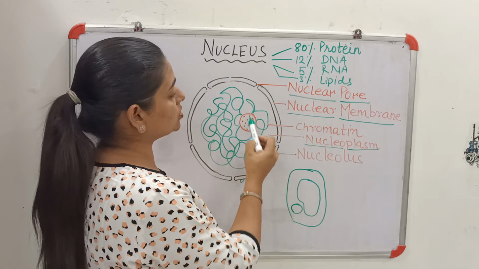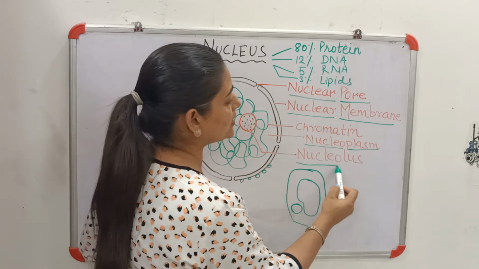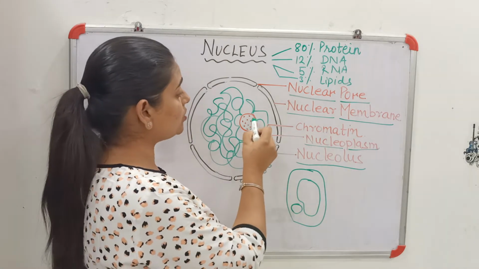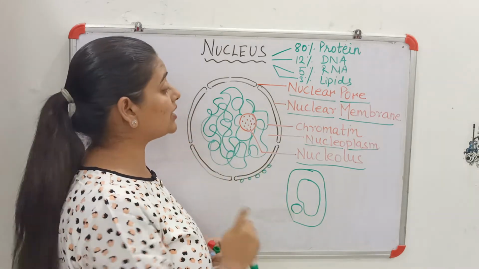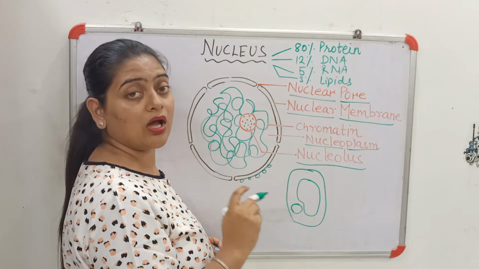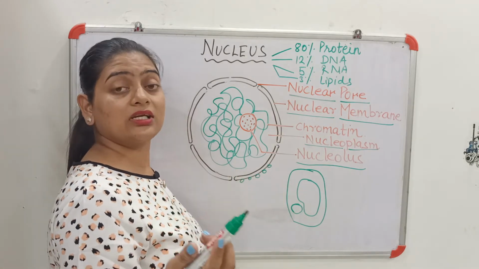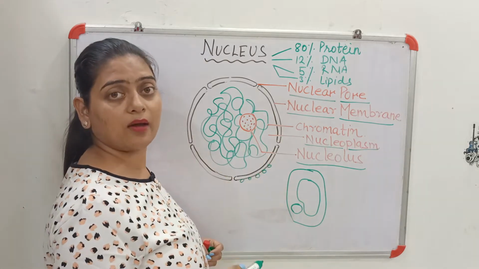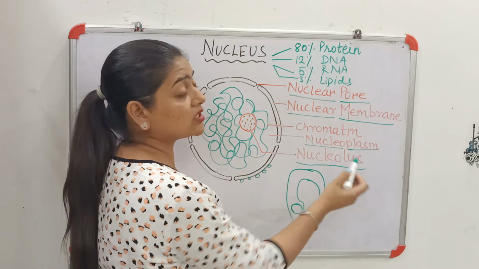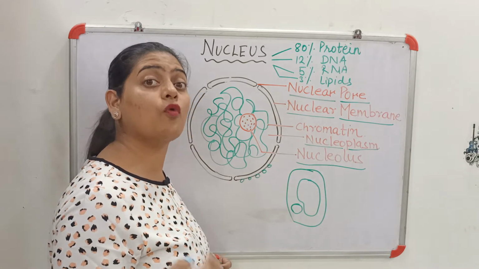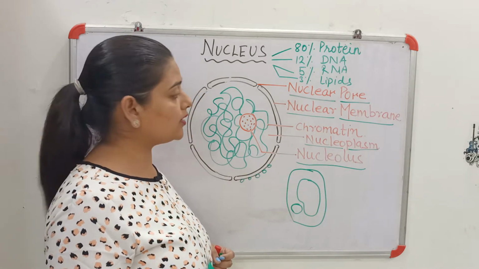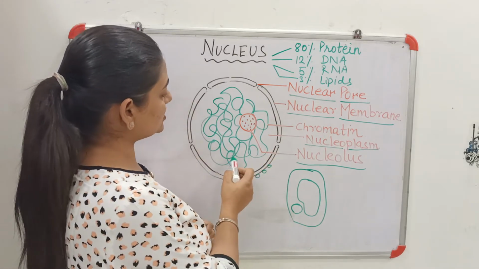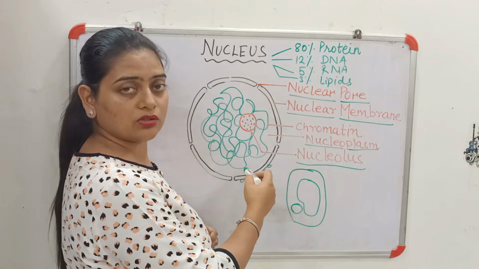After that, can you see this round colored spherical structure? This spherical body is known as the nucleolus. Now, what is the nucleolus? The nucleolus is a structure which contains ribosomes and RNA, and here protein synthesis happens. So the nucleolus is the site of protein synthesis for the nucleus. Clear?